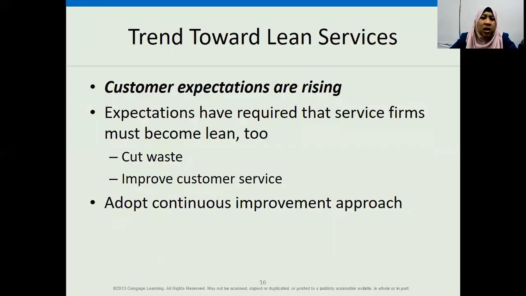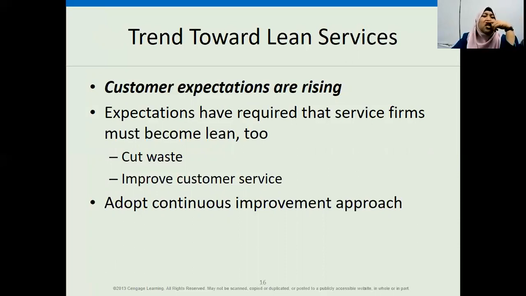All right. And then trend towards lean services, we have customer expectations rising. Of course, when we're talking about lean services, there is a high demand towards that. The expectation requires that the service firm must become lean too, meaning cut the waste and improve the customer service. Because we're talking about lean services here, there should be a customer service department to ensure that every service is delivered well. And if there are complaints, responses, or feedback from the customer, there is a person in charge to entertain the customer complaints in order to improve the customer service.